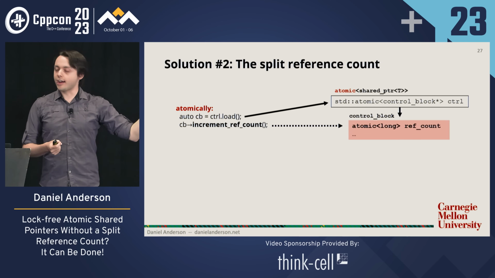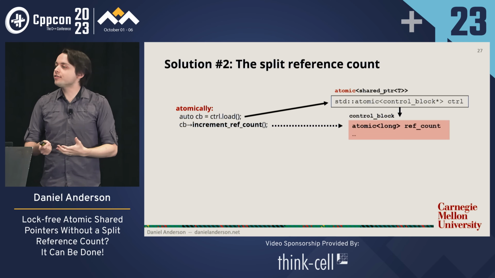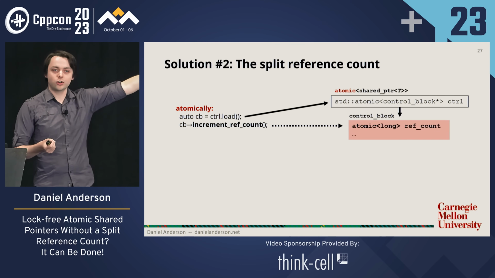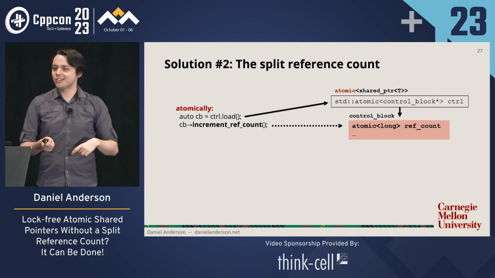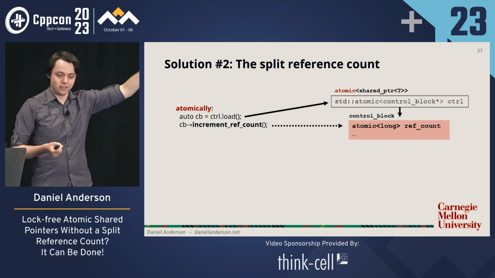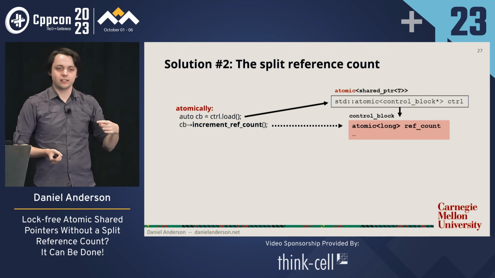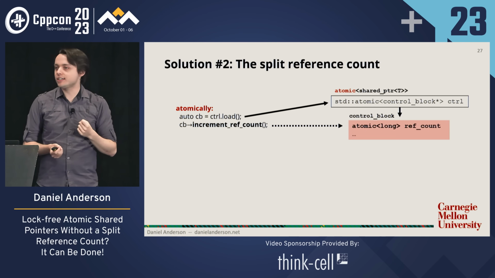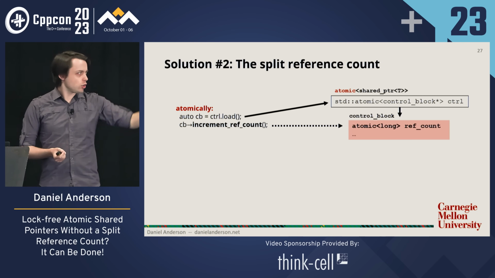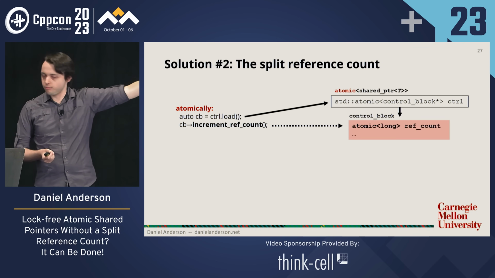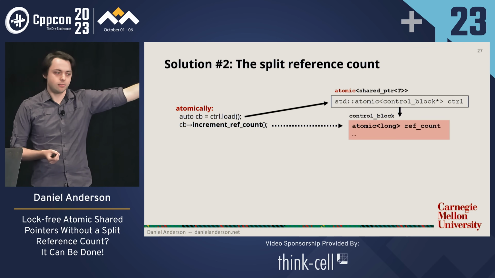It's even worse than that, actually, in that you don't even know where the ref count is until you've loaded the control block, because it's in the control block. So there's also a data dependency between knowing where the ref count even is before you can think to increment it. You have to load the control block first anyway. So atomically doing these two steps, directly as written, seems unrealistic.